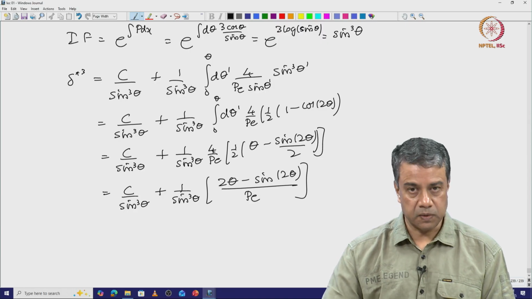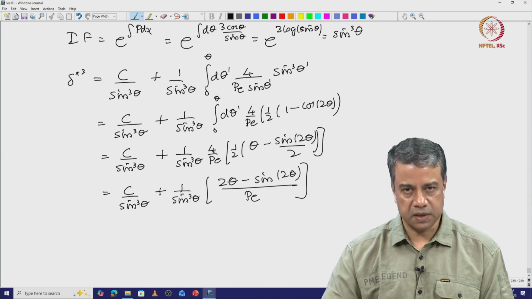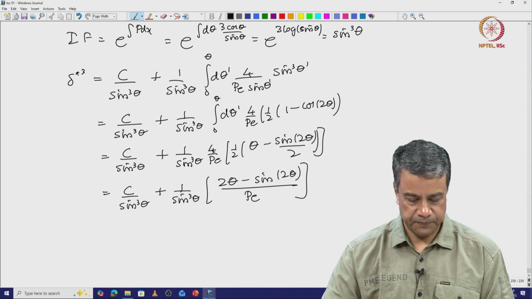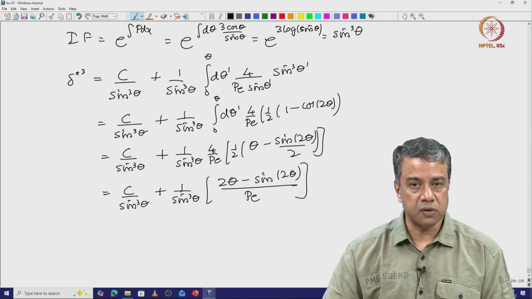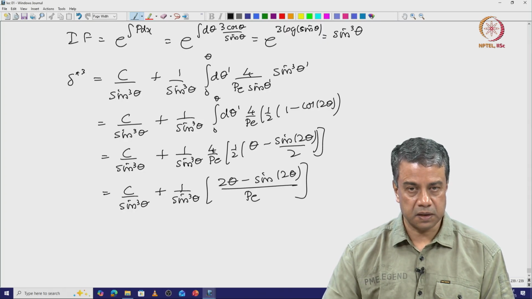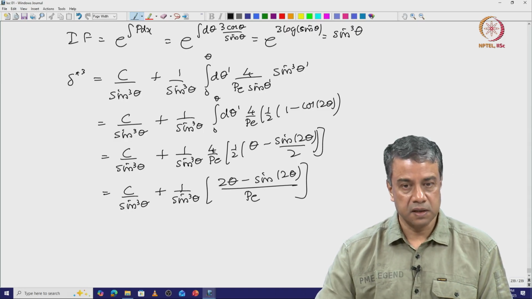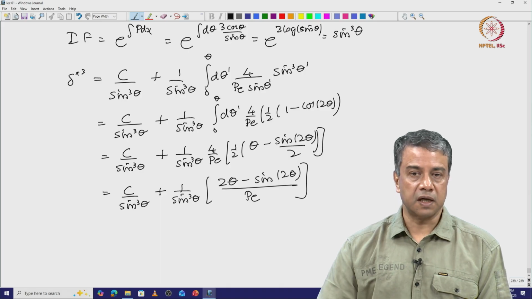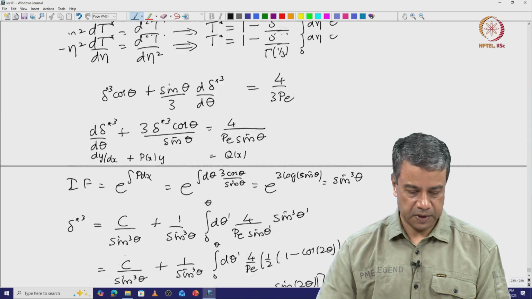This is delta cubed. So, obviously, delta is going to be the 1/3 power of this. Note that it is proportional to 1 over sin cubed theta. Therefore, this boundary layer thickness appears to be diverging at both theta equal to 0 and theta equal to pi.